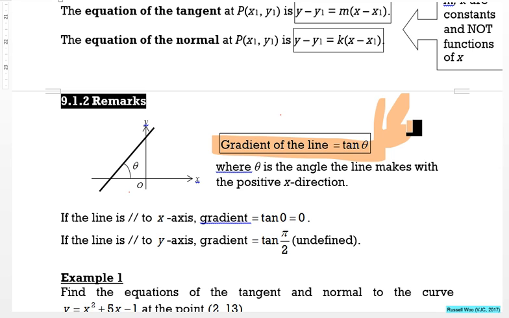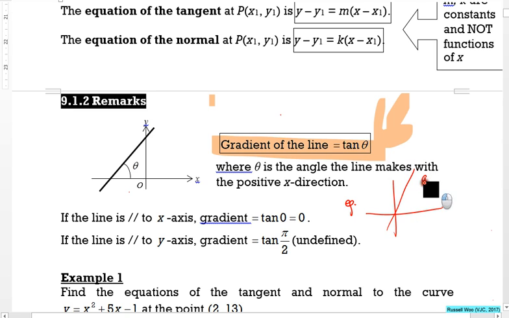Now, gradient of tangent, gradient of a line. Let's say I tell you the gradient of this line is equals to 2. Correct? If gradient is 2. Gradient 2 means what? Means this is 2, this is 1. Does it make sense? Correct?